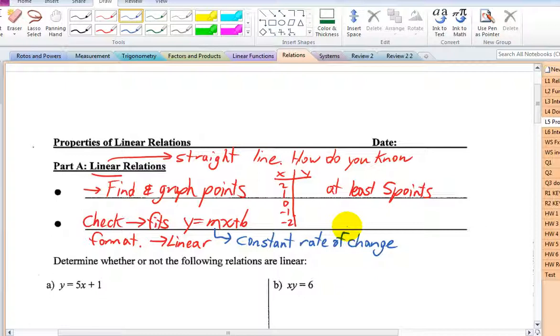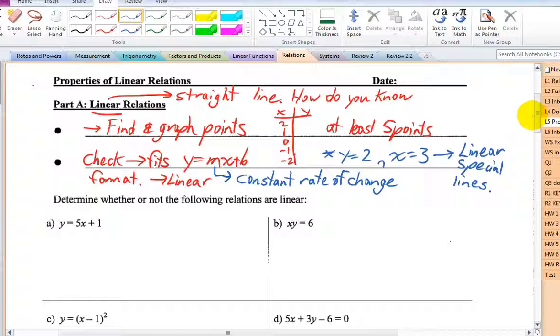Okay? Now you have to be careful, because y equals 2 and x equals 3, these are linear. They're special lines. So don't be fooled because they don't look like y equals mx plus b. Those are linear. Absolutely. Okay. So this first little bit, we're not going to check about functions, just to see if we have straight lines. All right? So let's look at the first one.